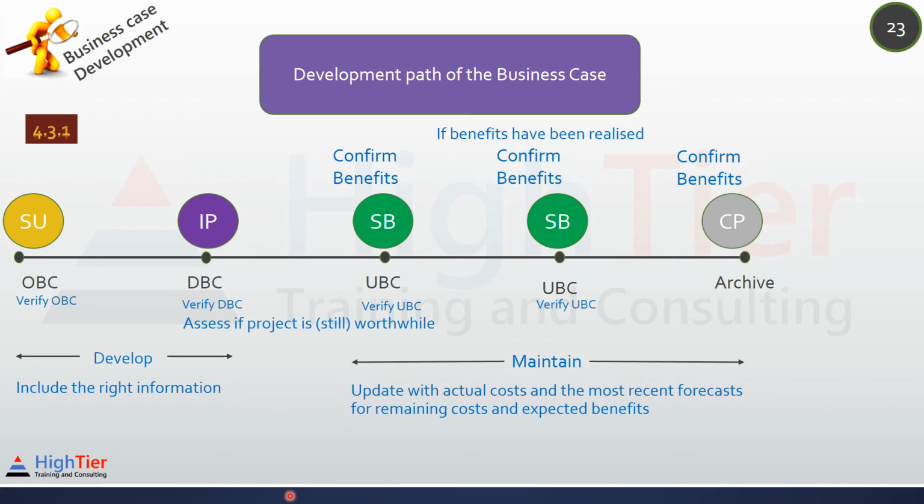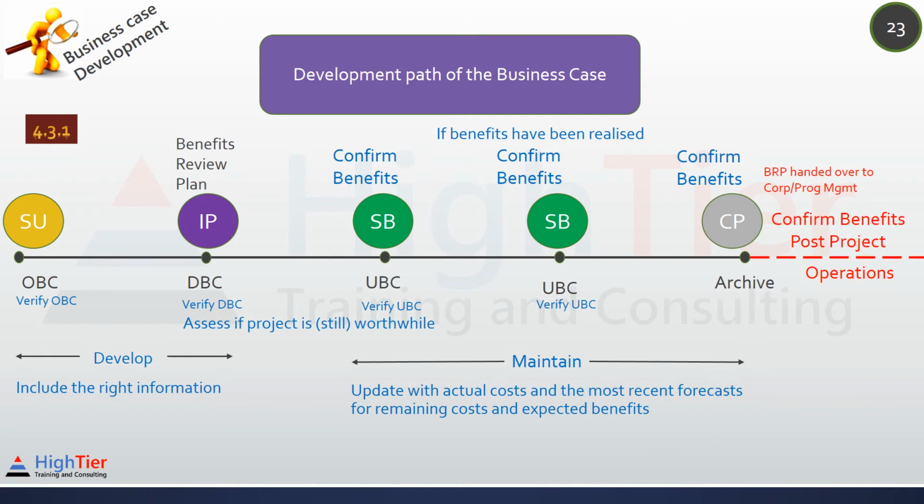Now, benefit is very important as the project is a means to an end. The end is the benefits in the business case. So, we need a plan to define how and when a measurement of the achievement of the project's benefits can be made. The plan is the benefit review plan, which is created in the IP process. The benefit review plan can be used throughout the project in stage boundaries to confirm benefits. But since most of the benefits are realized after the project, the benefit review plan is handed over to the corporate or program management, who, in operations, realizes the benefits.